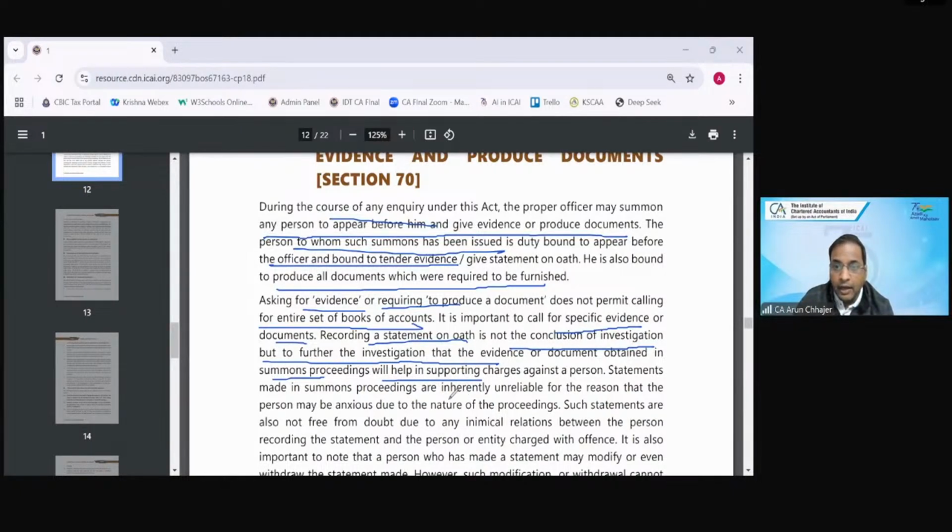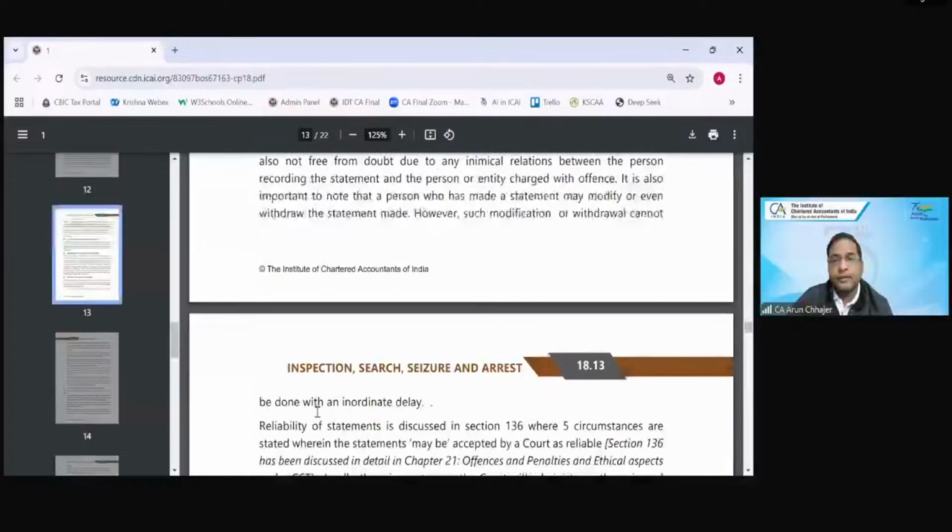Statements made in summons are inherently unreliable, for the reason the person may be anxious due to the nature. Such statements are also not free from doubt due to the amicable relation between the person recording the statement and the person charged with the offense. It is also important to note that a person who has made the statement may modify, even withdraw the statement. However, such modification or withdrawal cannot be done with an inordinate delay.